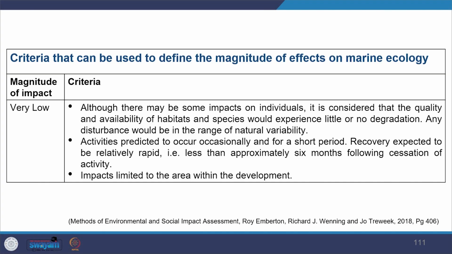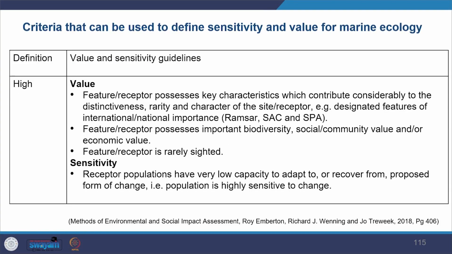So you look at those questions, and in the same way you have another example where you look at the sensitivity of the receptor. So when do you see that there is high sensitivity? You look at a receptor, what's the key characteristic of those receptors? Are they distinctive or not, and are they specially protected areas or protected species? What is the value of it, and how sensitive are those receptors? Can they adapt to the change or not? If not, then their value would be high.